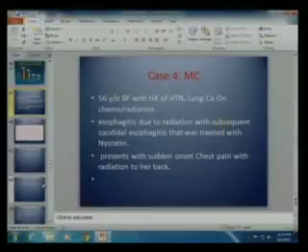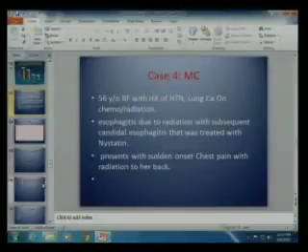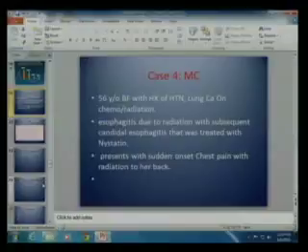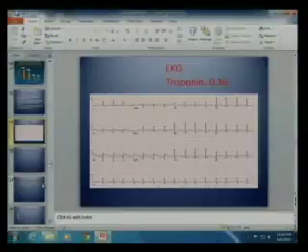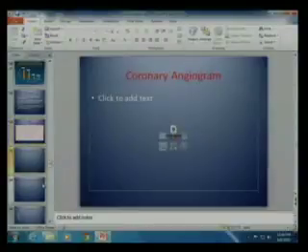So this is case number 4. This is a 56-year-old black female with history of hypertension, lung CA on chemo. She has esophagitis due to radiation with subsequent candidal esophagitis that was treated with nystatin, present with sudden onset chest pain with radiation to the back. And this is the EKG. As you can see, she has inferior ST elevation. And we took her to the cath lab.